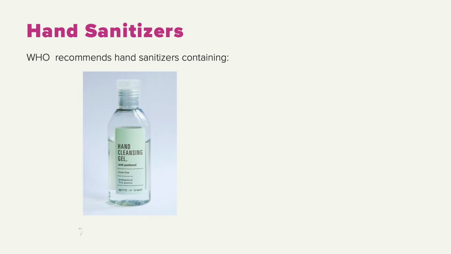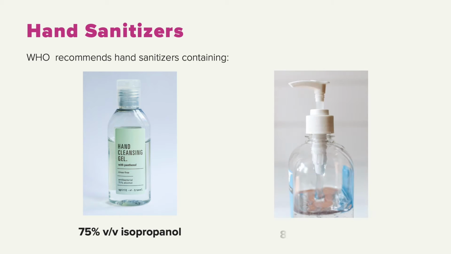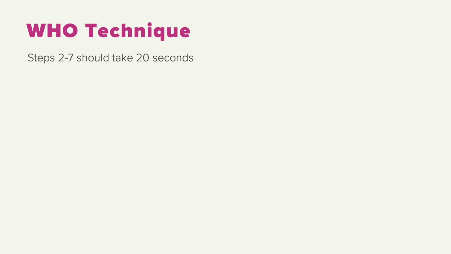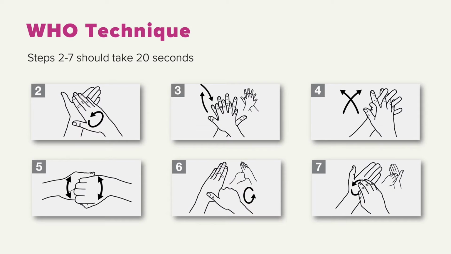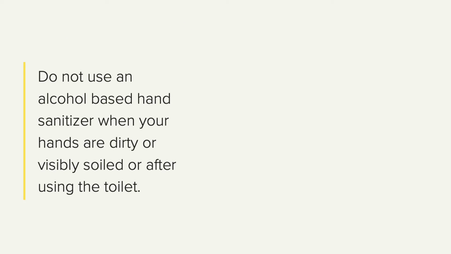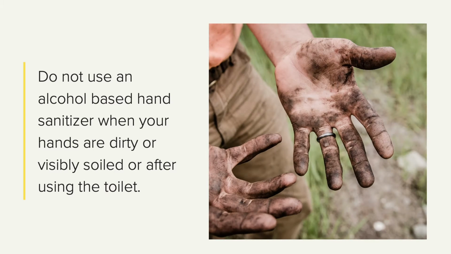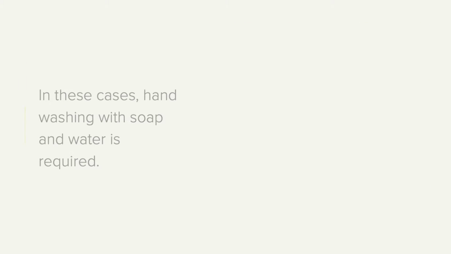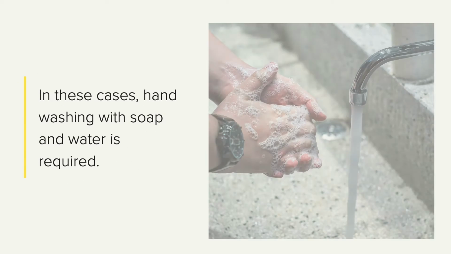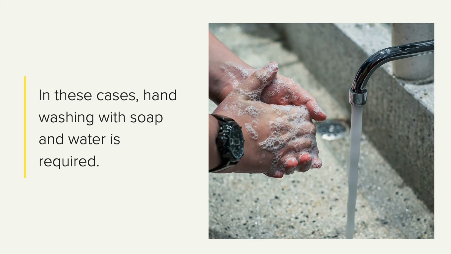If soap and water are not available, the most effective way to clean your hands is to use an alcohol-based hand sanitizer using the WHO technique. Then, follow steps 2 to 7 of the hand washing techniques, same as with soap and water. Do not use an alcohol-based hand sanitizer when your hands are dirty or visibly soiled or after using the toilet. In these cases, hand washing with soap and water is required.